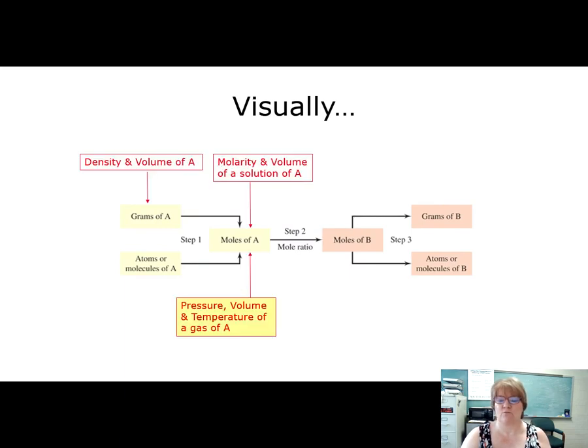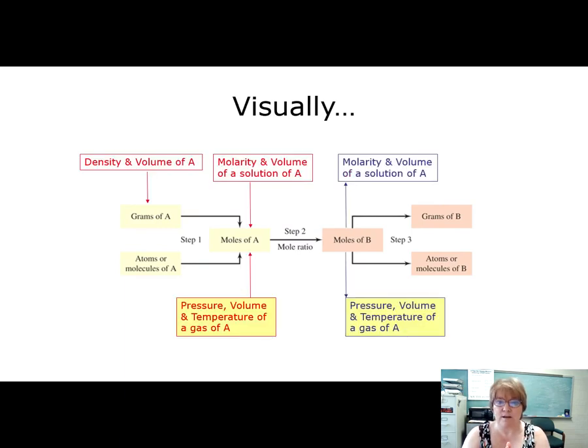Just visually, what we're trying to say is that for all stoichiometry problems, I have to somehow get what I know to moles of A, and then go from moles of A to moles of B using the mole ratio. And then somehow from moles of B, I've got to get to what I'm trying to find. And there's a variety of paths. So I can use density and volume to get to grams, and grams to get to moles using molar mass. I can use molarity and volume to get to moles of A.